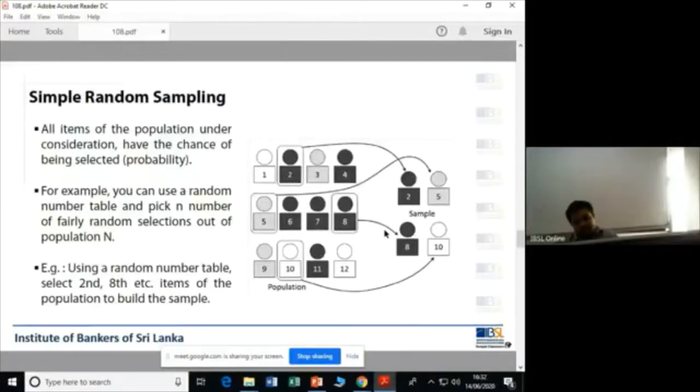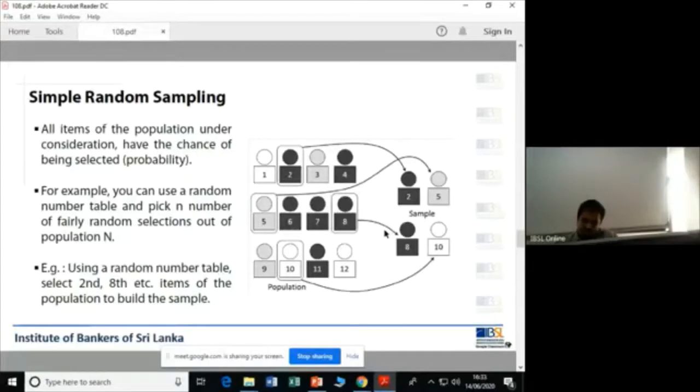The first one that we are going to discuss here, we call it simple random sampling. All items of the population under consideration have the chance, the probability, of being selected. For example, you can use a random number table and pick a sample of n fairly random selections out of the population, capital N.